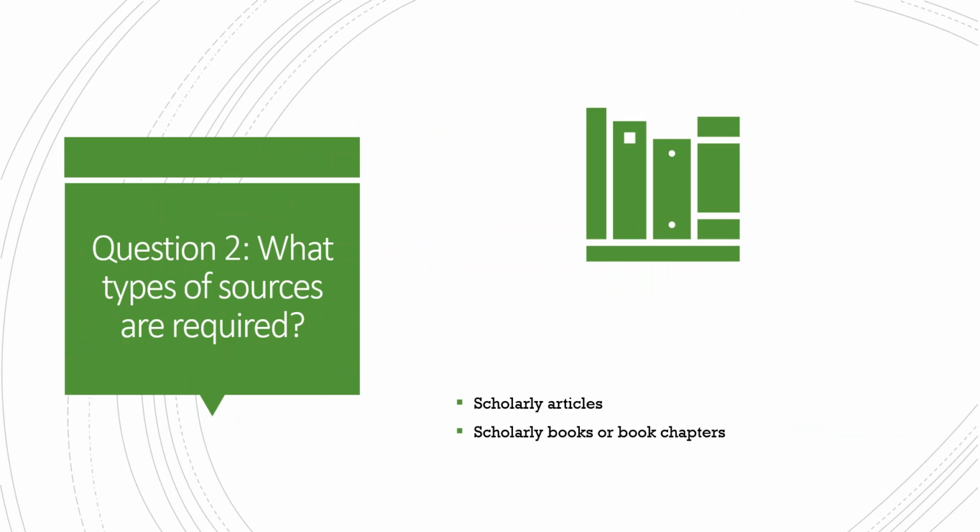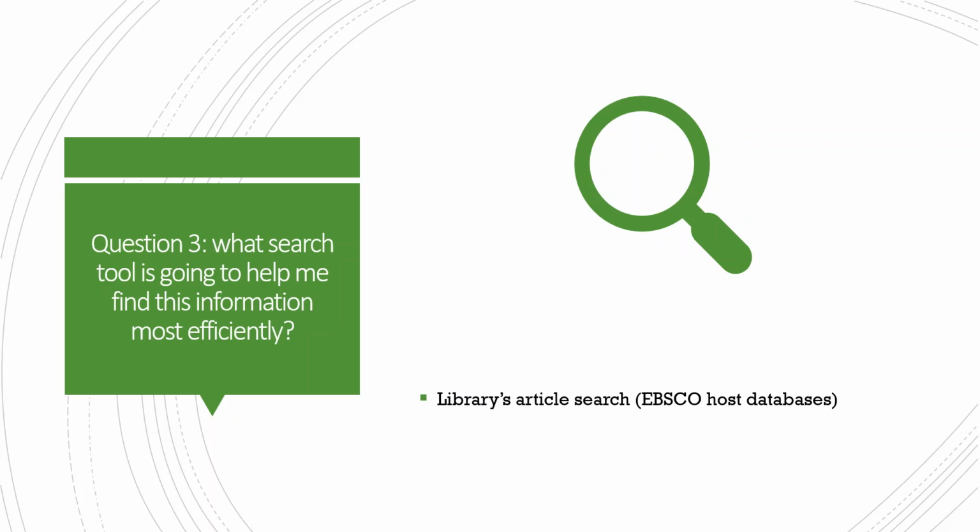Second question is, what types of sources are required? So these are scholarly articles or books or book chapters. And your professor has also said as long as they are found in the databases, they don't actually need to be peer-reviewed. So we'll talk a bit more about that when we get into the databases.